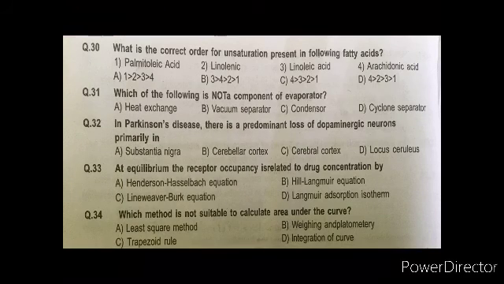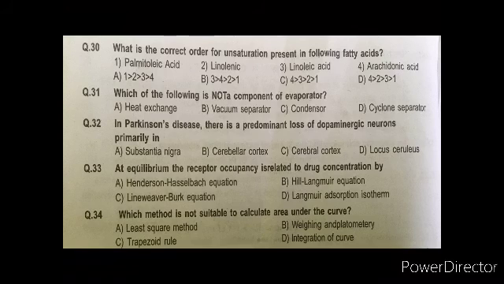Then the question is: which is the correct order for the unsaturation present in the following fatty acid? Palmitoleic, linoleic, linolenic, and arachidonic acid. So you have to find out what is the order for what is more unsaturated than the others. Then which of the following is not a component of evaporator? Heat exchange, vacuum separator, condenser, or cyclone separator.